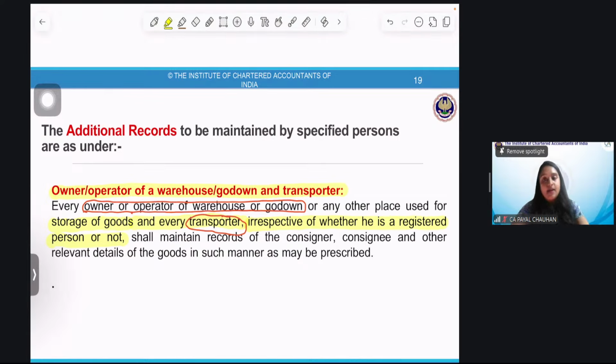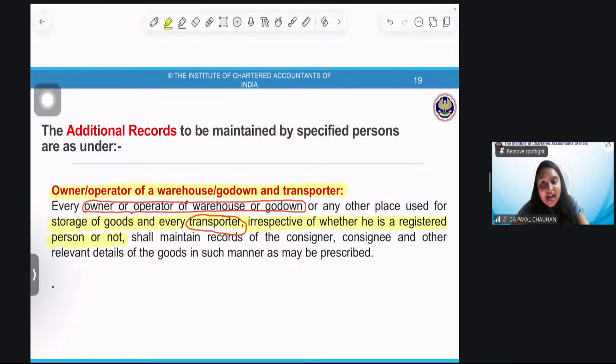Okay, now on this slide, if I am an owner or an operator of a warehouse or a go down, or I am a transporter, even if I am not registered, I need to get my enrollment ID. That means even if I'm not registered, I need to have a record of the consigner, the consignee, and other relevant detail of the goods in such manner as may be prescribed. And what is prescribed? There it is.